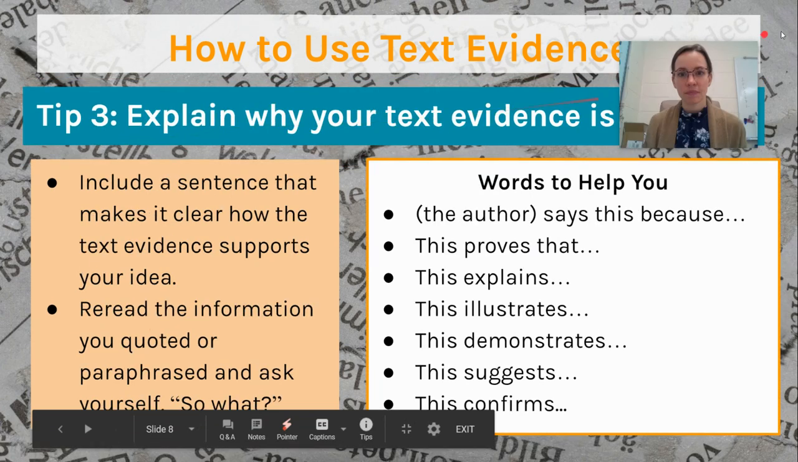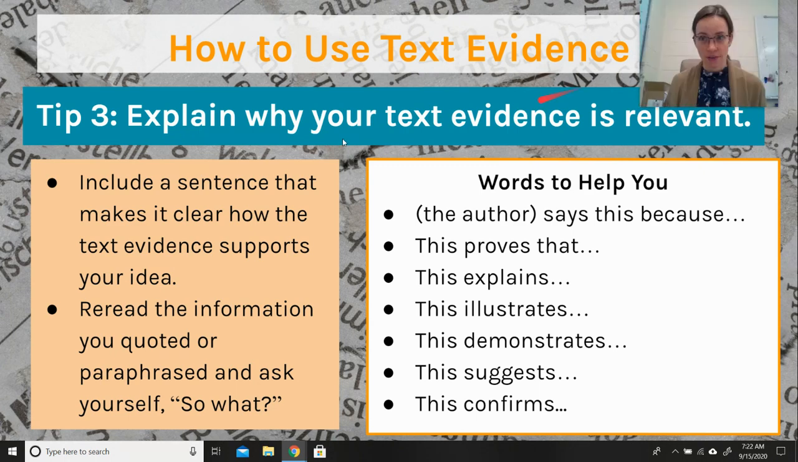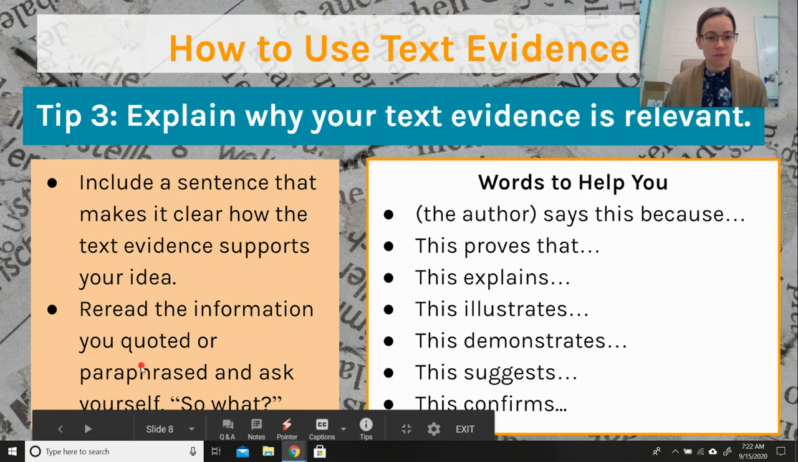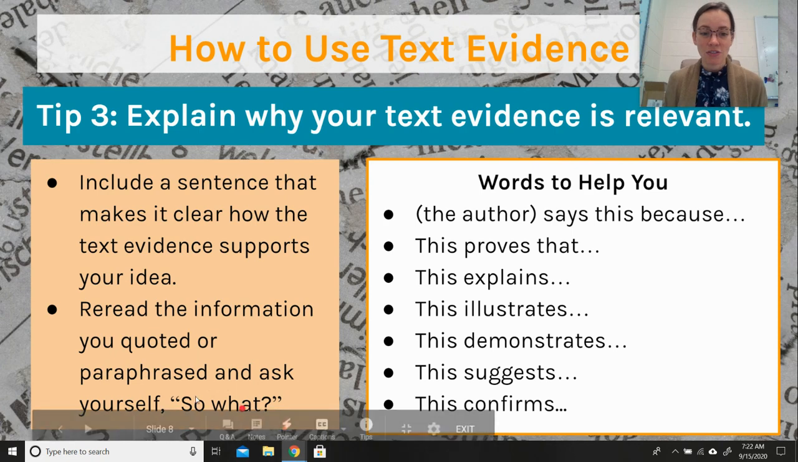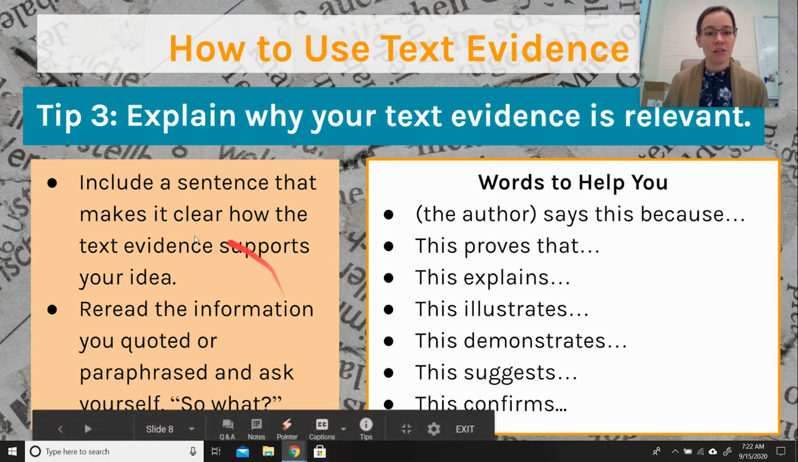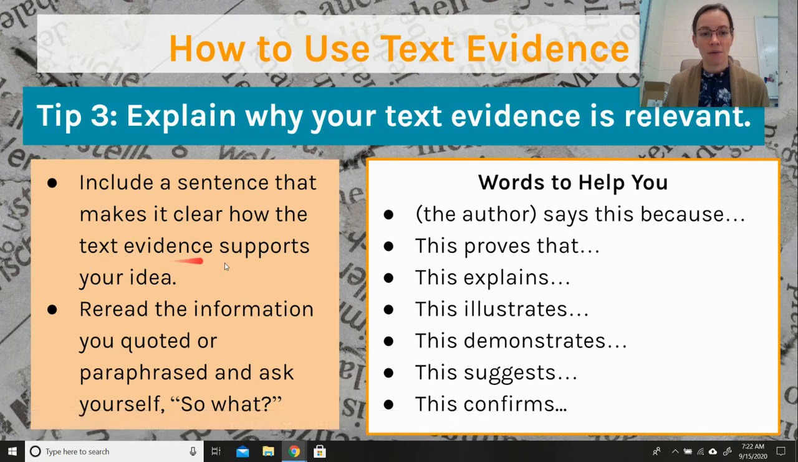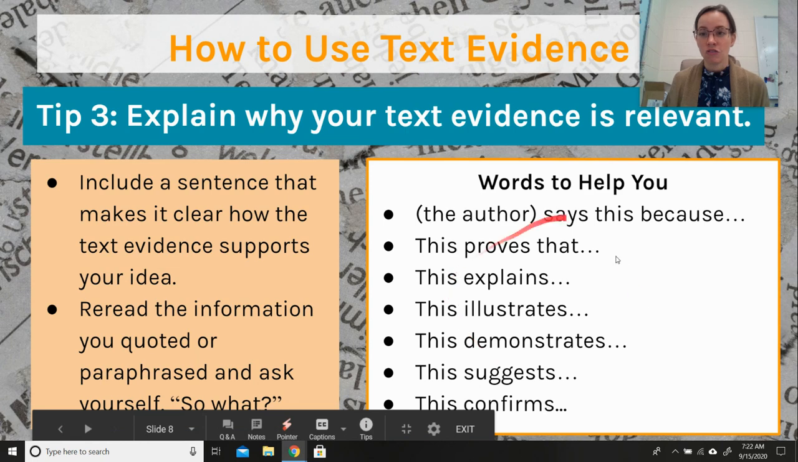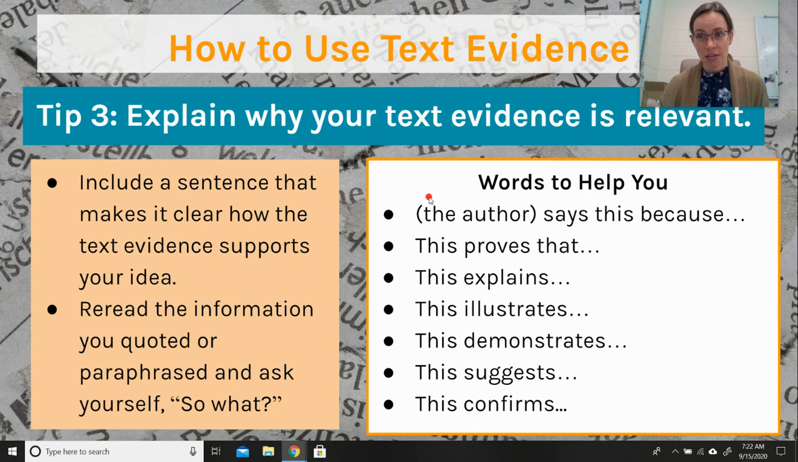And our third tip is you should explain why your evidence is relevant. And to do that, you should include a sentence that makes it clear how the text evidence supports your idea. You can also reread the information you quoted or paraphrased and ask yourself, so what? And the answer to the question, so what, is often going to be an explanation of how your evidence supports your idea. So here's some helpful sentence starters that you should use after you introduce evidence that helps explain the connection between the point you're trying to make and the evidence you found.